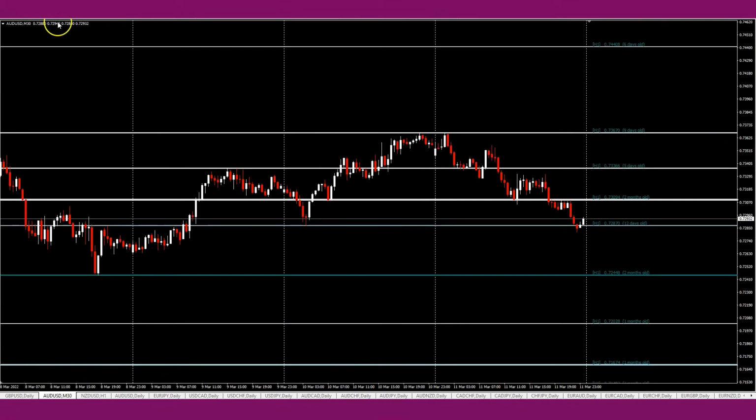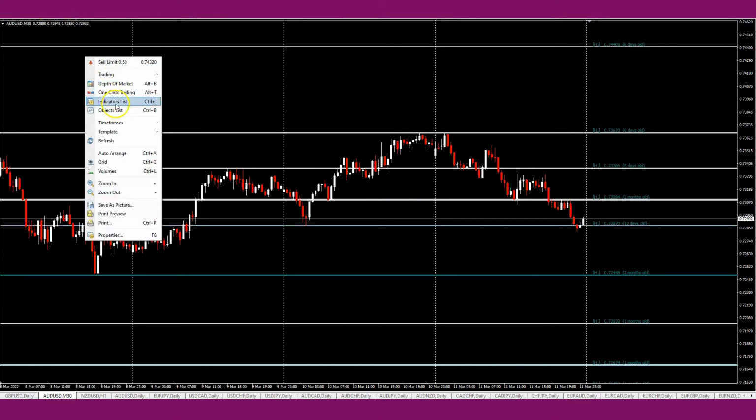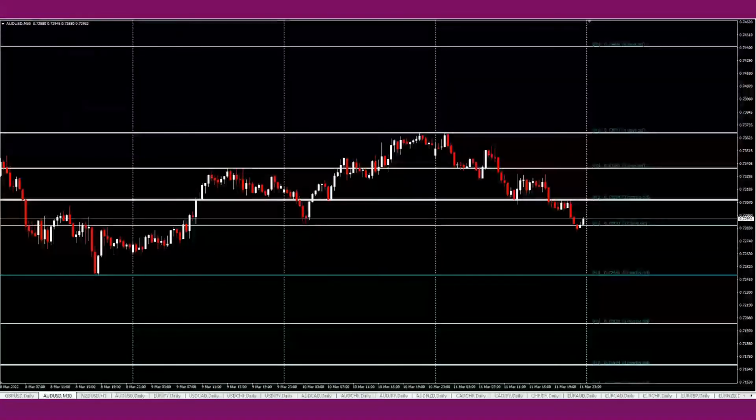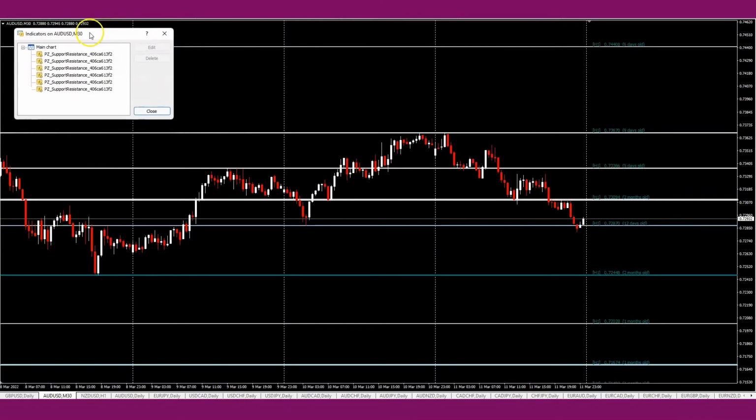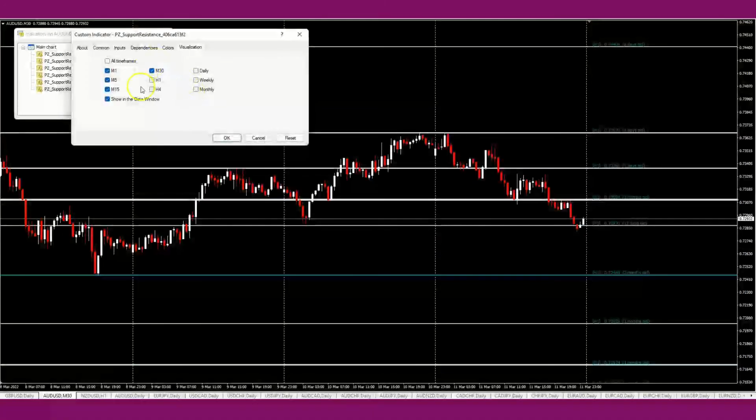So let me go over one more thing with you guys. When you add this indicator, let me show you the indicators that are on the chart. Okay, drag this over here. Here are the indicators. So you guys see we had to upload this indicator 6 times, right? But I want to show you guys something. So I'm going to click on it, I'm going to edit it, right?